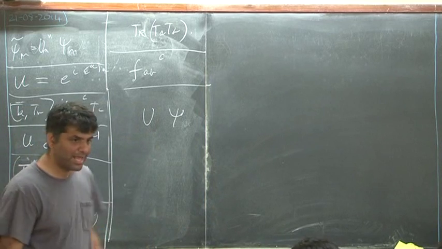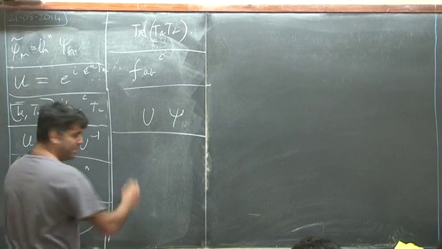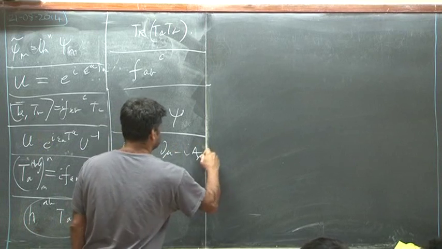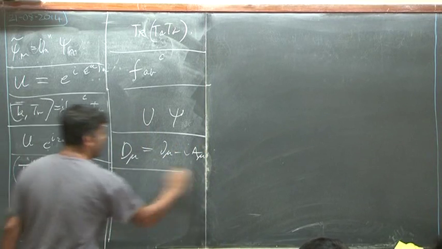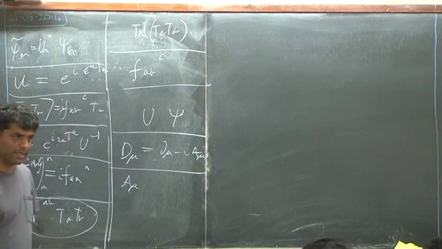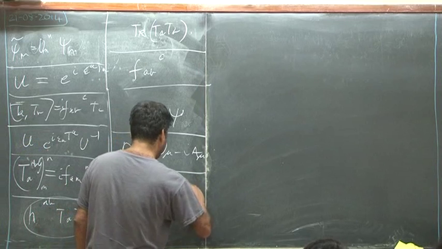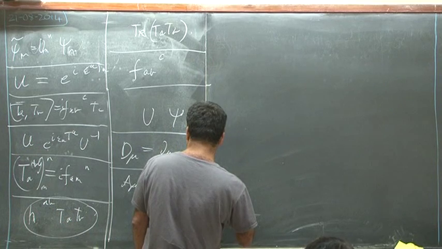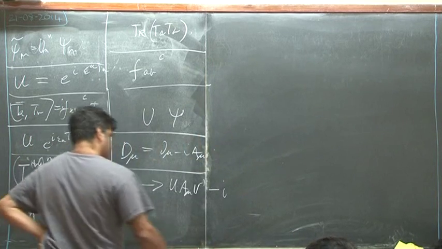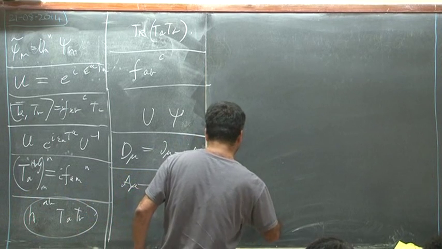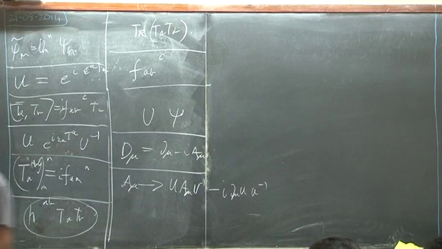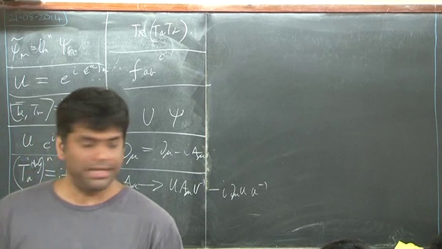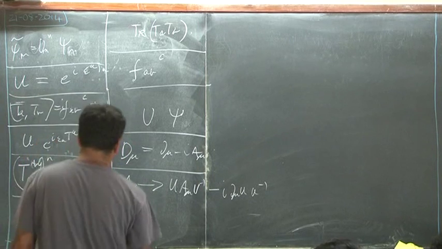Okay? And we discovered that we could do that if we invented a covariant derivative, D_mu, which was d_mu minus i A_mu, provided A_mu transformed in the following way: A_mu goes to U A_mu U inverse minus i (d_mu U) U inverse.